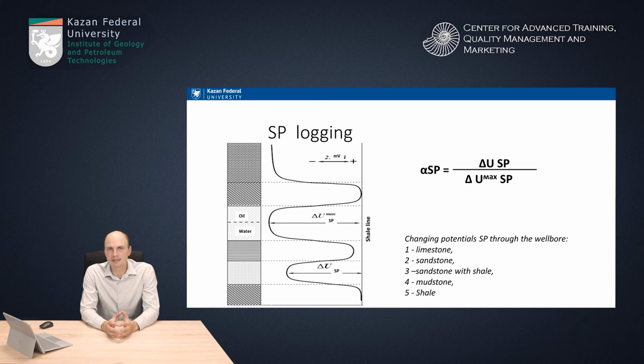That's how we get a tool that helps us find out whether the rock is shale or clean rock. If you get, for example, an alpha SP value of 0.8, that's most likely a bit dirty rock, a bit shaly sandstone. Or if you get something like 0.2, that means it's almost completely shale, but with the presence of some sand.